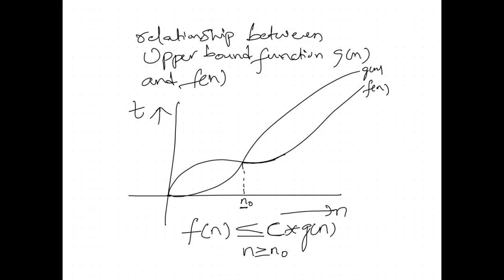From n0 onwards, what is happening? f of n is less than, and also equal. At n0, f of n and g of n are both the same because they are merging, right? After n0, what is happening? f of n is getting decreased.